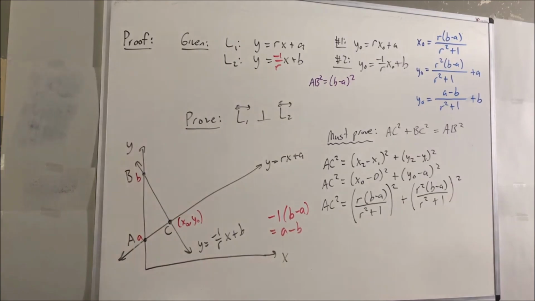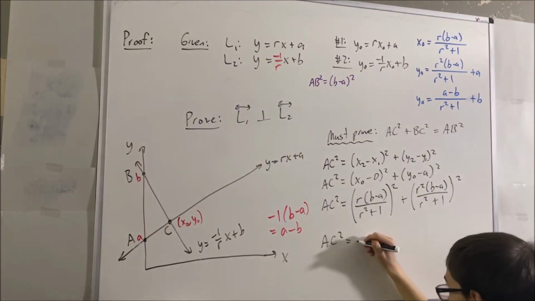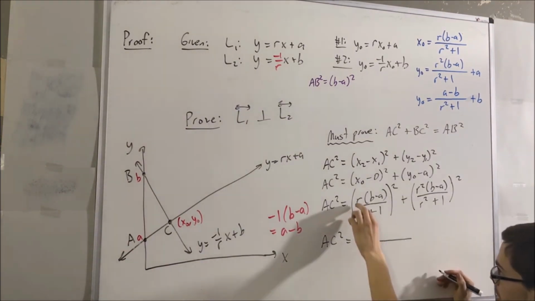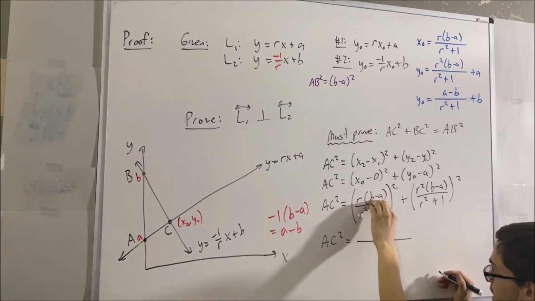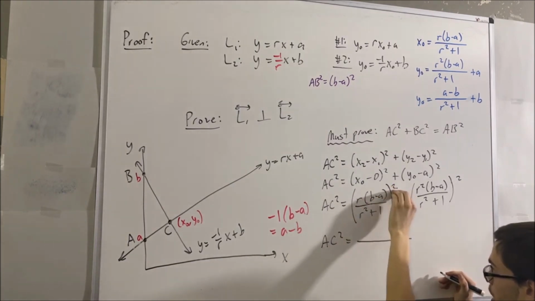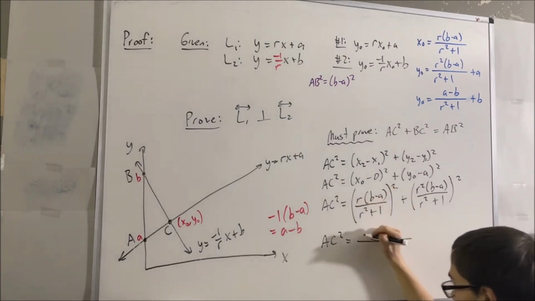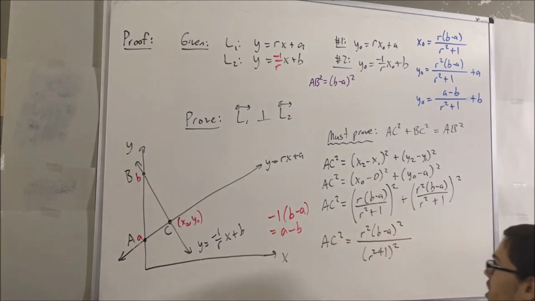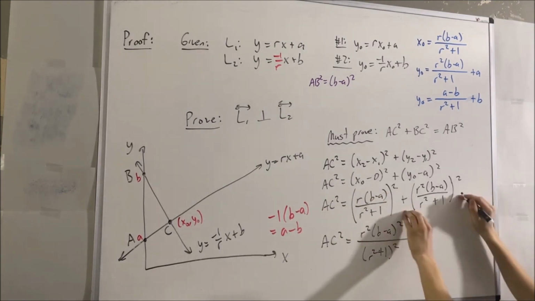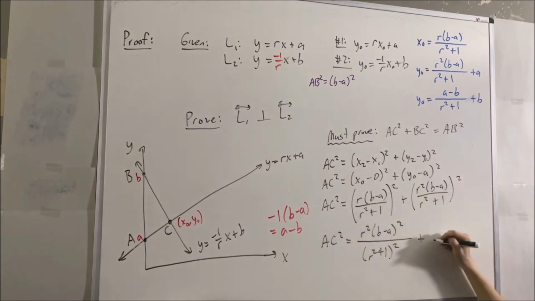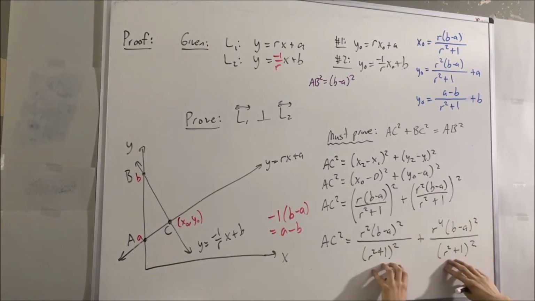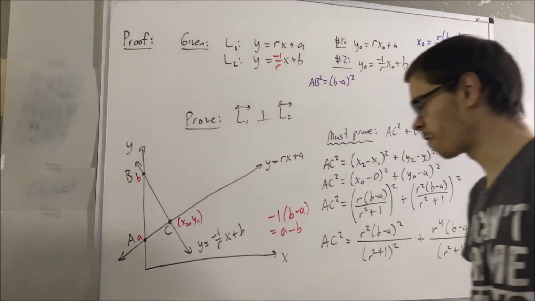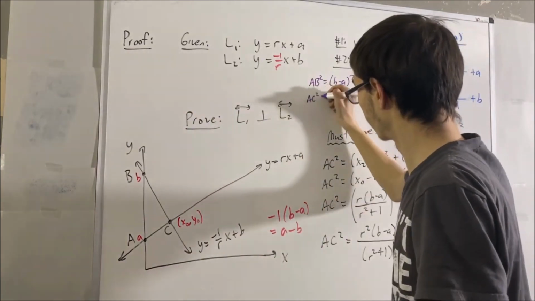Just like that. And so when we square this stuff, here's how I'm going to do it. We have r squared times b minus a squared over r squared plus 1 squared. I'm going to give each of these factors a square. Just like that. And same thing for this one, right? R squared squared in this case is r to the 4th. And so this is what we get for AC squared. As you can see, it looks pretty big, but we will survive. I like that word, survive.